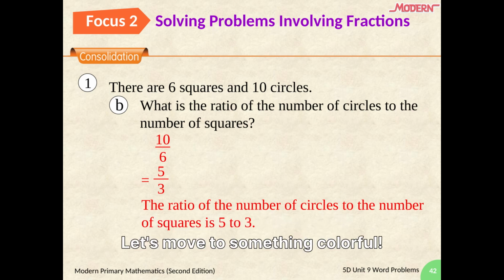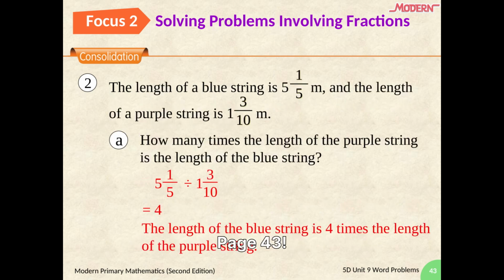Let's move to something colorful. Page 43. We have a blue string, 5 1/5 meters, and a purple string, 1 3/10 meters. How many times is the blue string the purple one? Thinking way: comparison again. Blue divided by purple. 5 1/5 divided by 1 3/10.